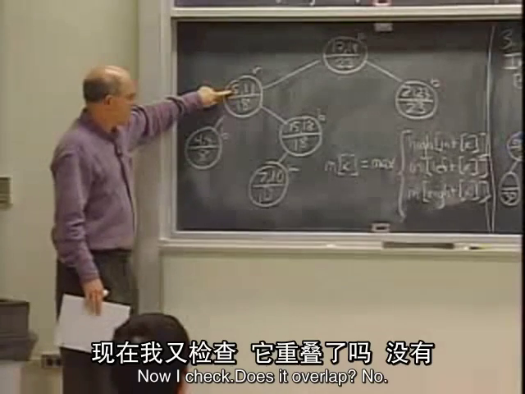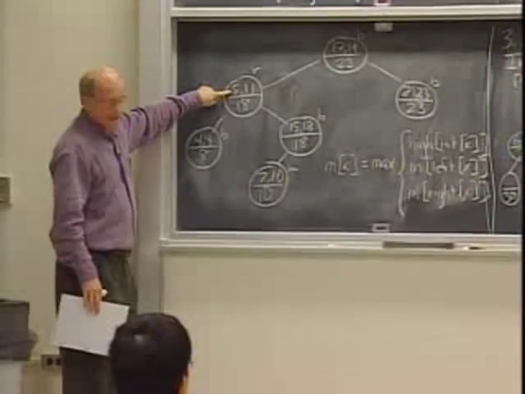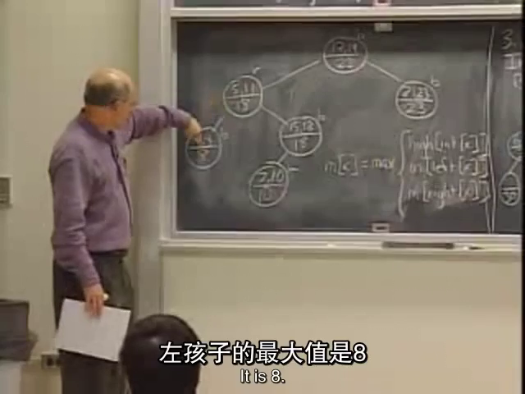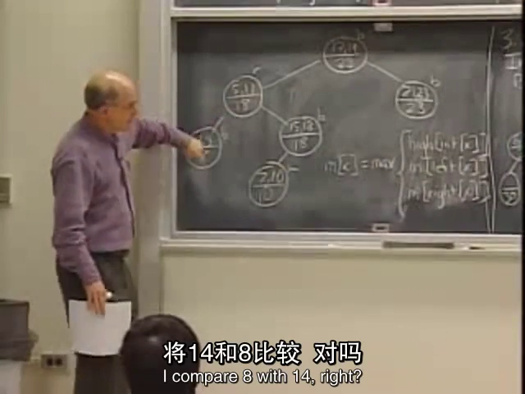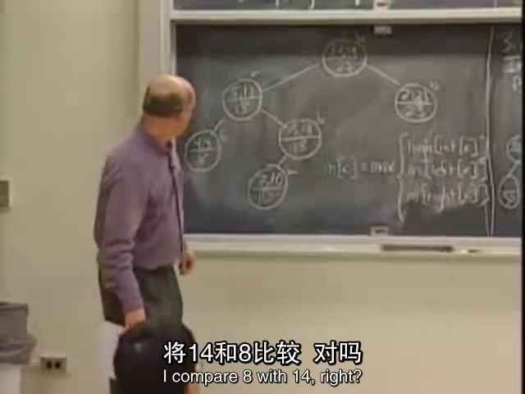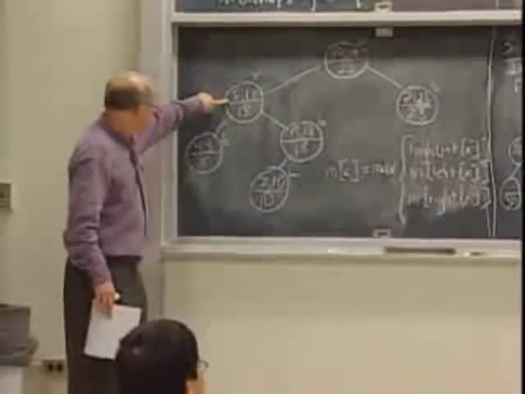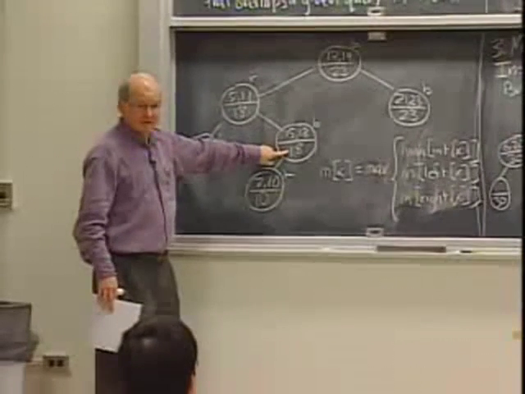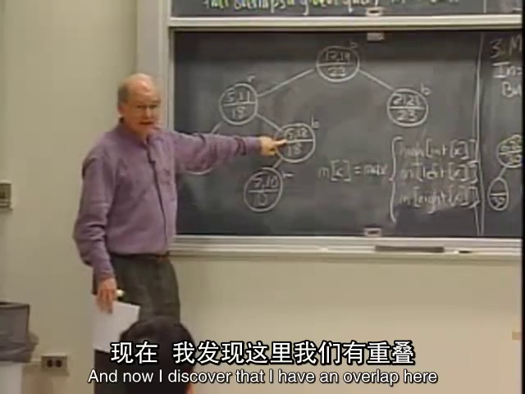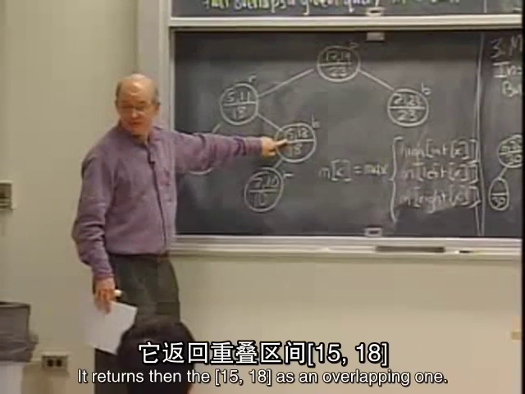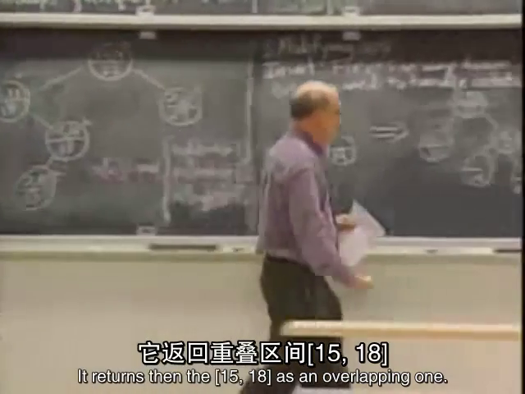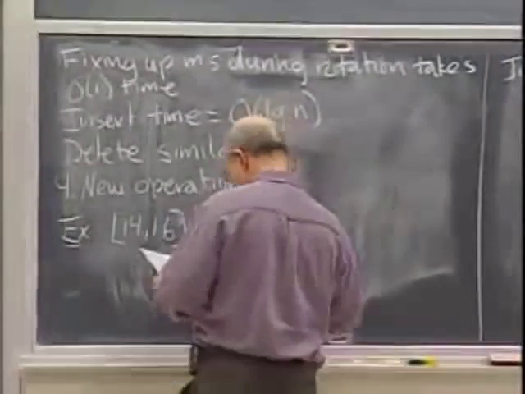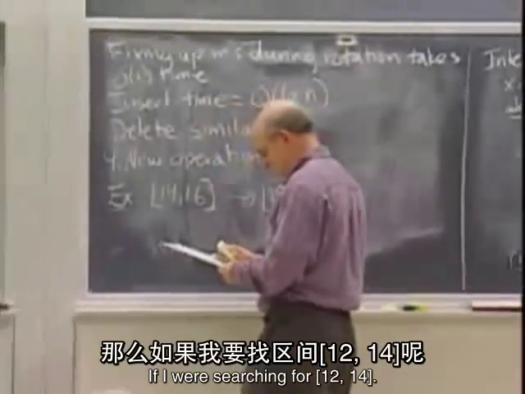Now I check. Does it overlap? No. I take a look at the left guy. I compare 8 with 14, and is it lower? No. So I go right. And now I discover that I have an overlap here. So it returns the 15, 18 as an overlapping one.